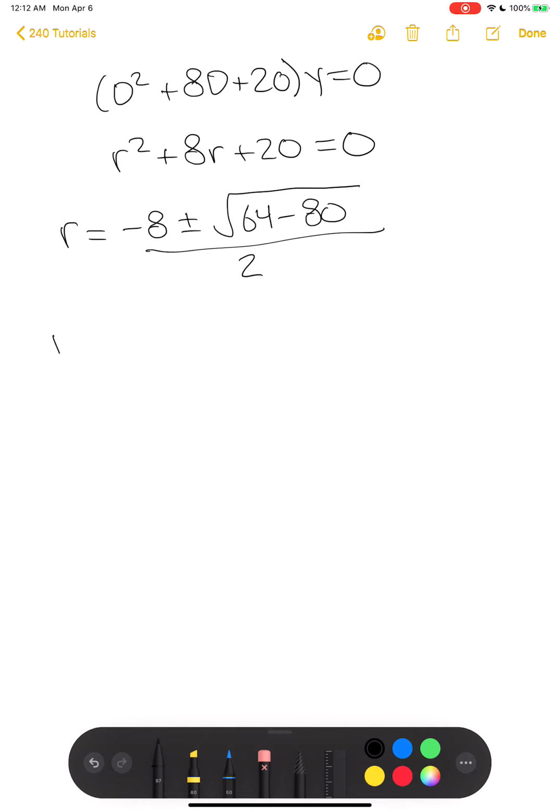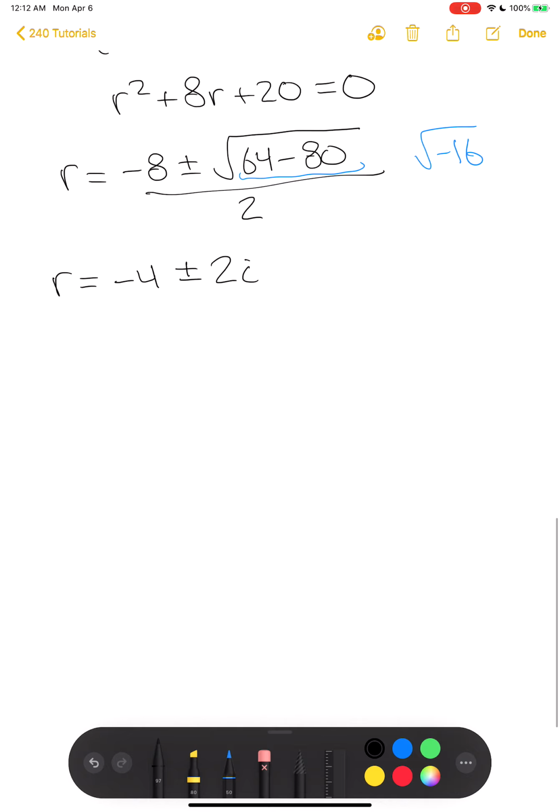So we can reduce this. r is going to be equal to negative 4 plus or minus the square root of negative 16, which we know is going to give us plus and minus 4i. So I get plus and minus 4i divided by 2 gives me plus or minus 2i. Okay. So I have r1 is negative 4 plus 2i, and I have r2 is equal to negative 4 minus 2i. Okay? So there's nothing wrong, right? These are distinct roots.